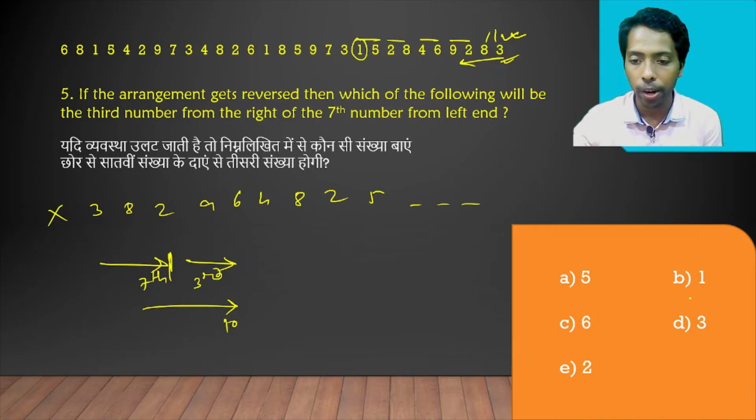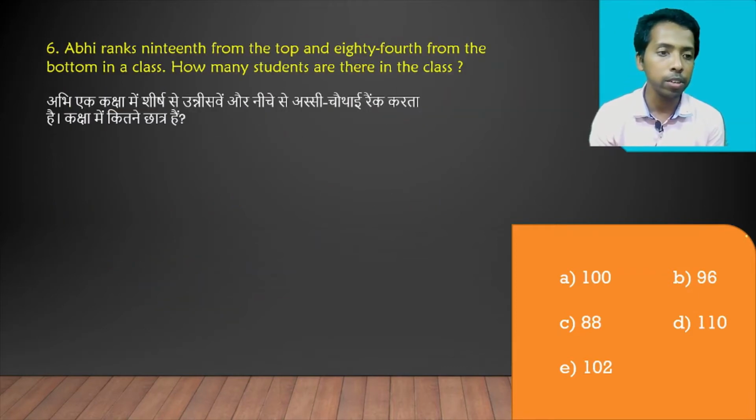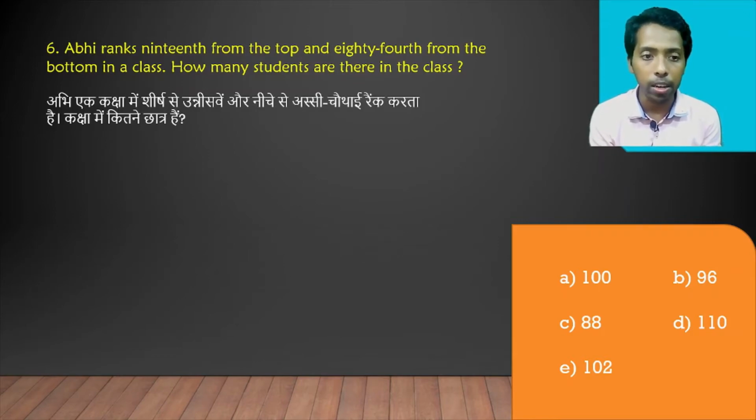So this is 1. 1 is the answer. Option B. Moving to next one here, and now moving to the rank based question. Easy question. Just try to understand and open your mind that whatever the statements written on the screen should be understood in an absolutely easy manner, okay.